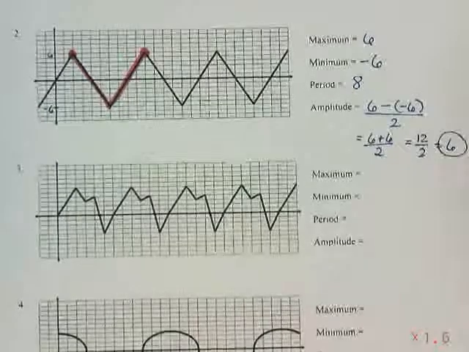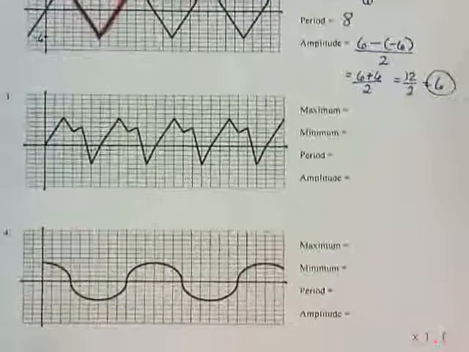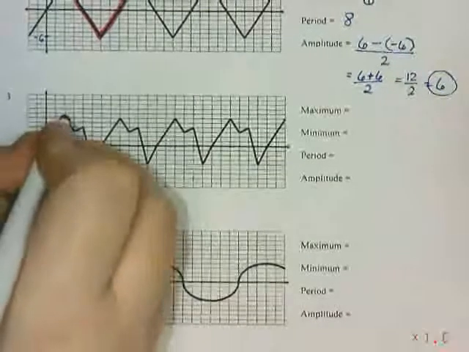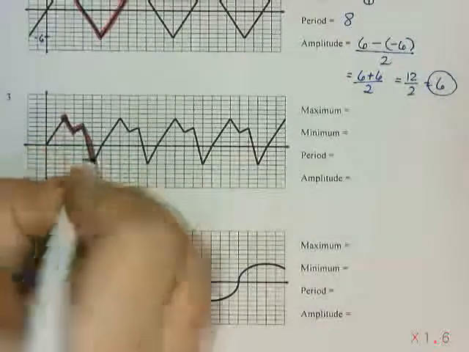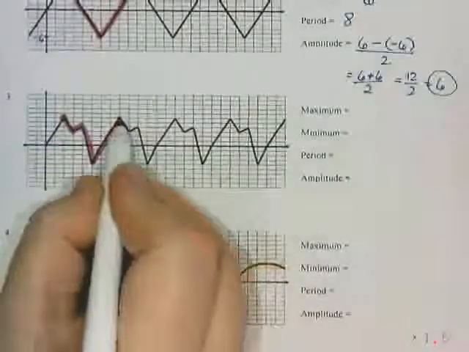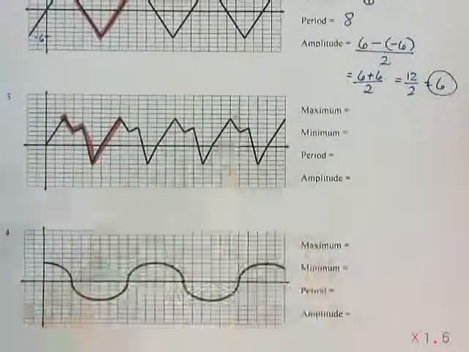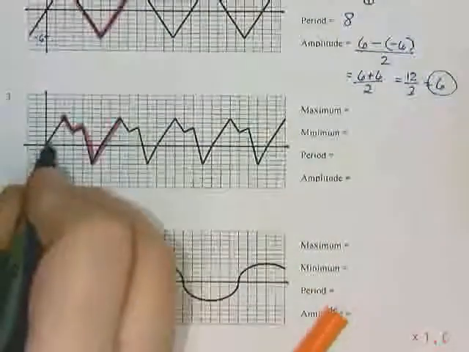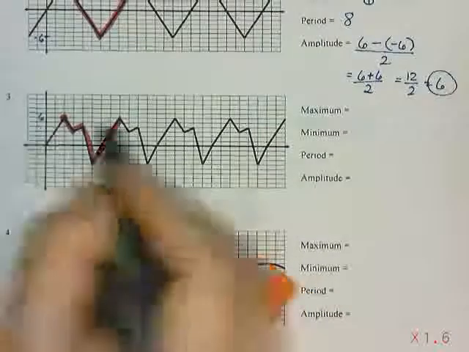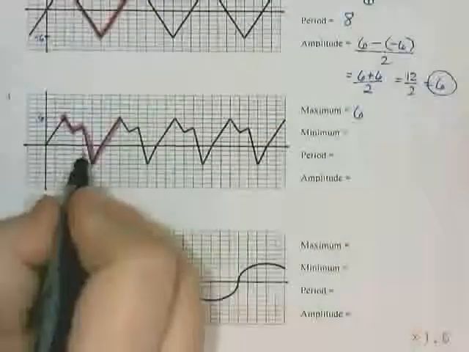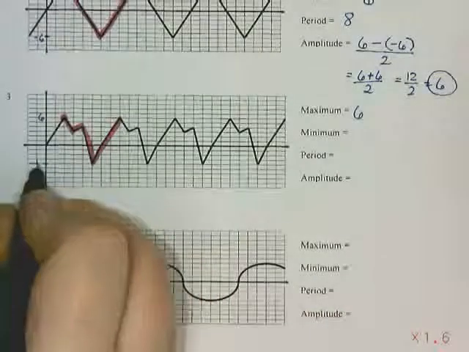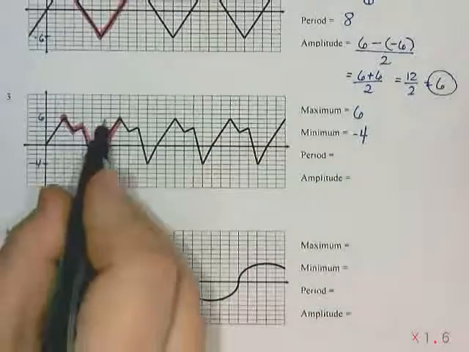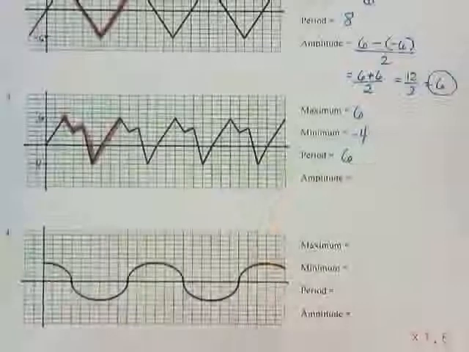All right, so the next one, same idea. We want to start by finding one cycle of my pattern. I like to start at the highest point, but it's up to you. So I'm going to start at the highest point, go down, down, back up, and then I check to make sure that that's actually being repeated, which it is. So my maximum height, the highest it goes, 1, 2, 3, 4, 5, 6, is 6 again. My minimum, 1, 2, 3, 4, is negative 4 this time. And the period, 1, 2, 3, 4, 5, 6, is 6 units long.